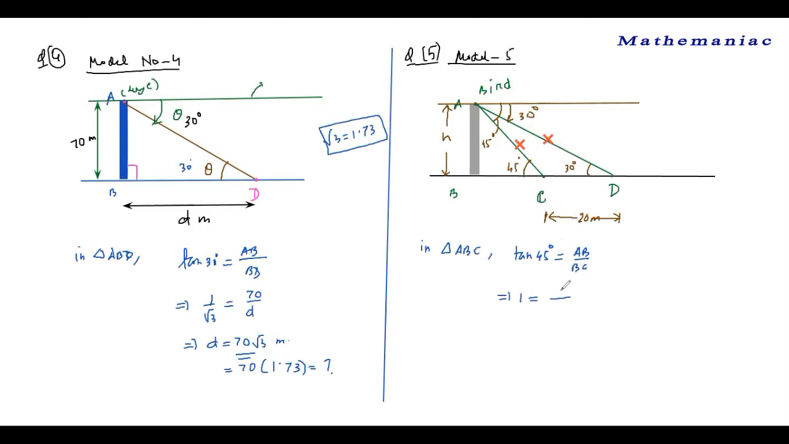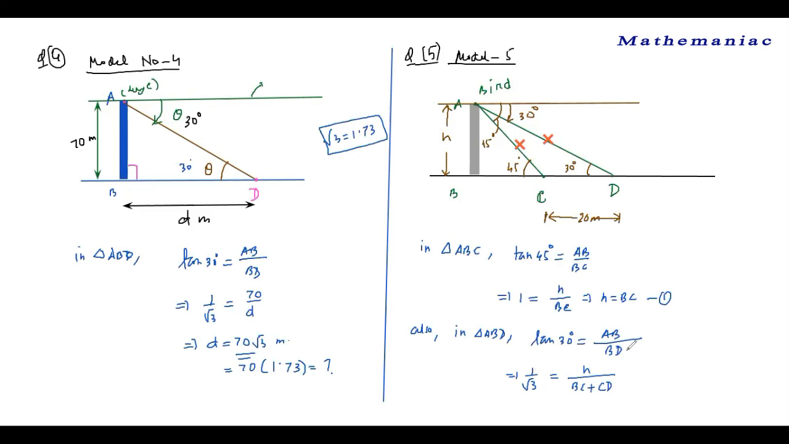Tan 45 is 1. So AB is H and BC is not known. This gives you BC equals H. Now all that you need is another triangle, triangle ABD. In that triangle you use tan 30. Tan 30 will be equal to AB by BD. This is 1 by root 3. What is AB? It is H. BD means BC plus CD.